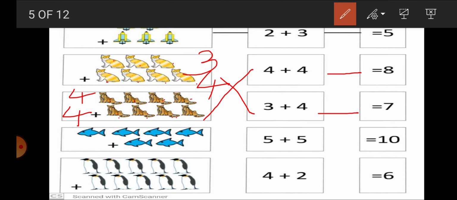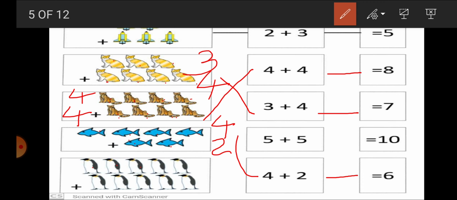Is it okay? Next is 1, 2, 3, 4. 4 plus 1, 2. 4 plus 2. Where is it present on the screen? Yes, it is here. Match it with it. 4 plus 2. What will be the answer? 1, 2, 3, 4, 5 and 6. This is the answer.